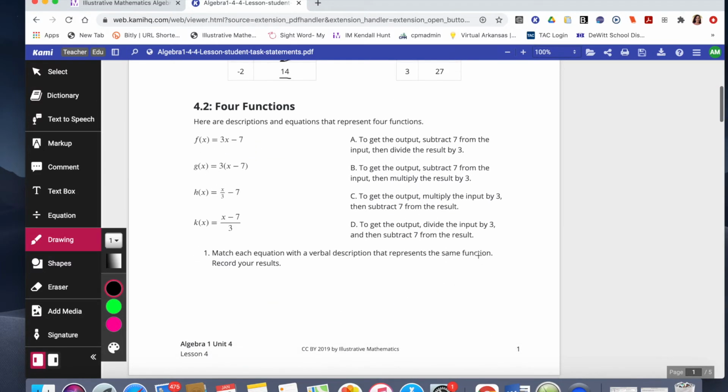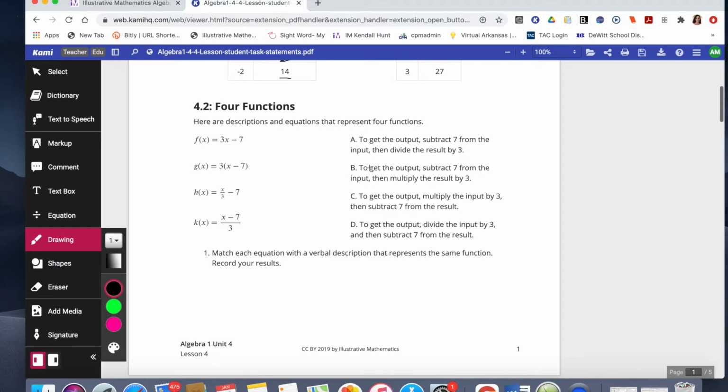Okay, look at 4.2. Here are descriptions and equations that represent 4 functions. So you're supposed to match these. So you could pause this and match them by yourself, and then unpause it, and then we could talk about it.